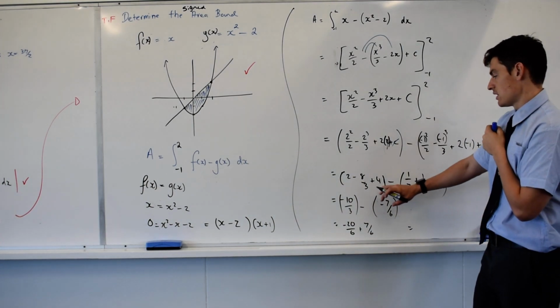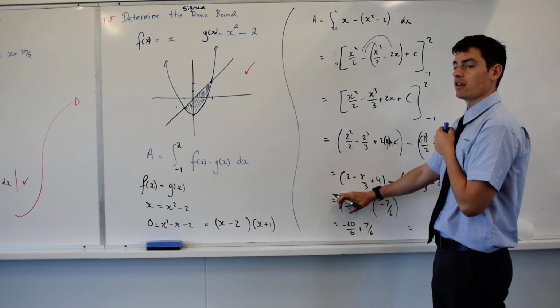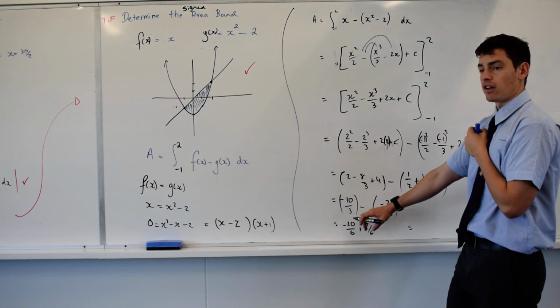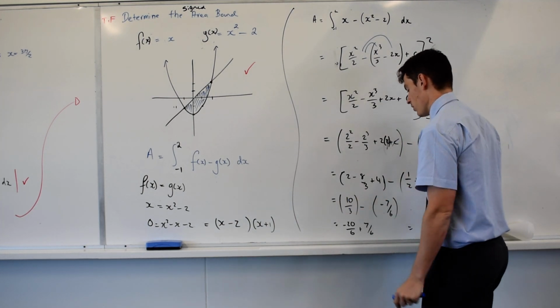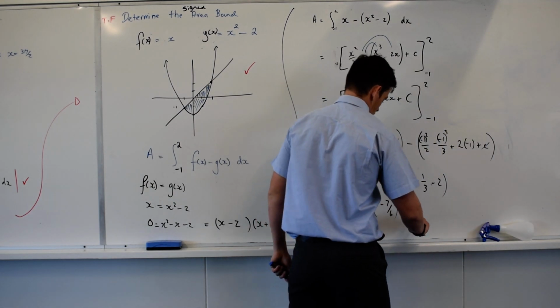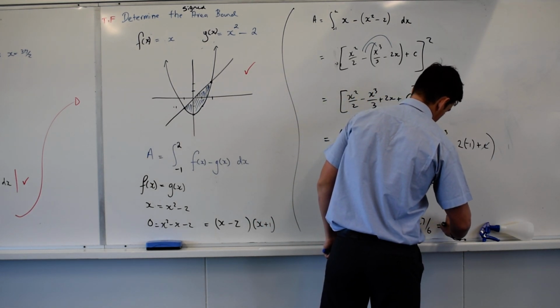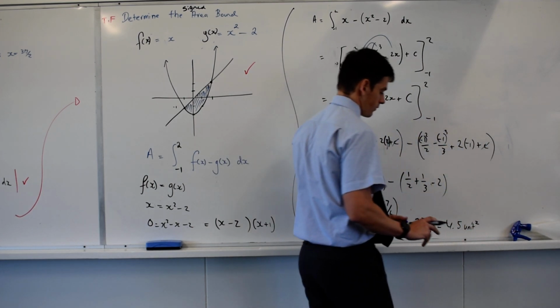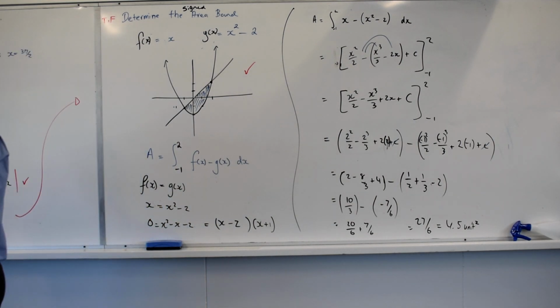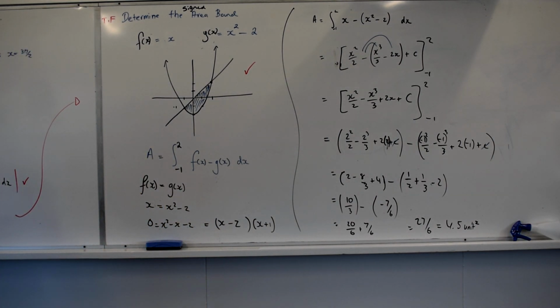I treated this as 6, which is 18 over 3, minus 8 over 3, which is negative 10 over 3. Oh, it's positive, that's why. Positive 10 over 3, 20 over 3 is 27 over 6, which equals 4.5 units squared. Cool? Check that on your calculator, should be nice and easy to do. Happy with that? Yeah. Clear as mud?